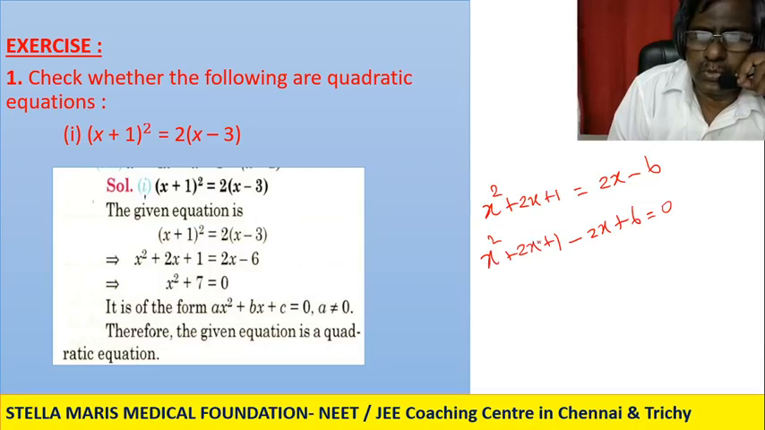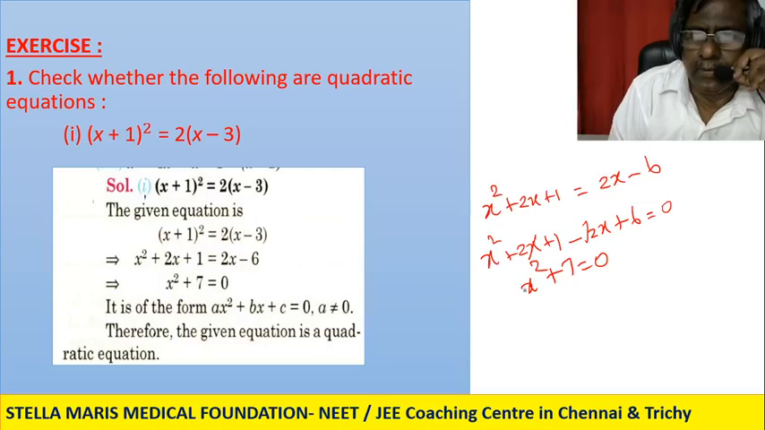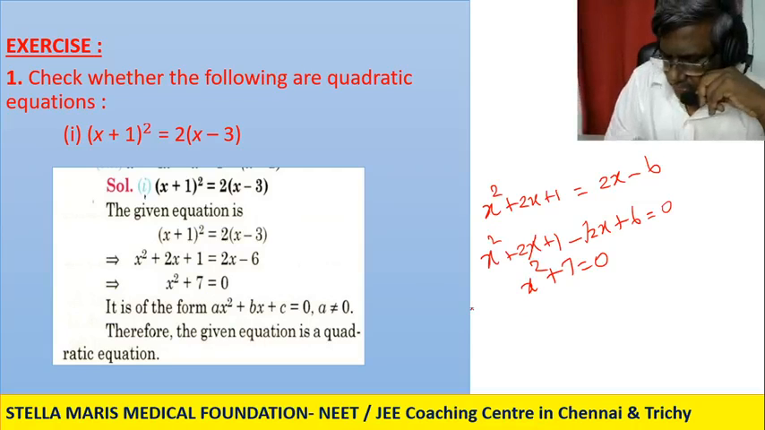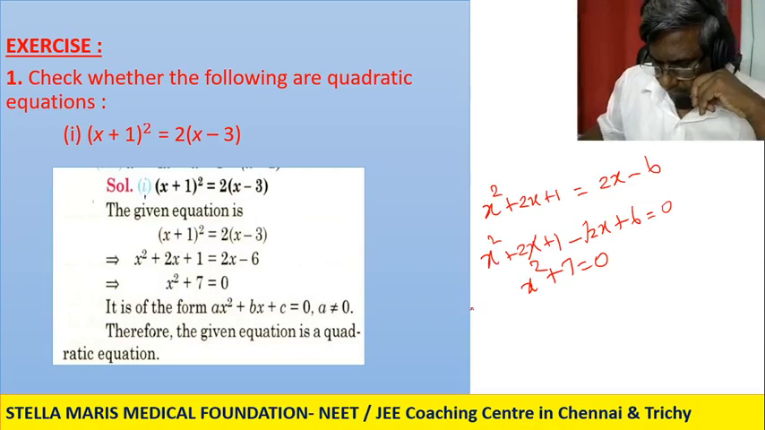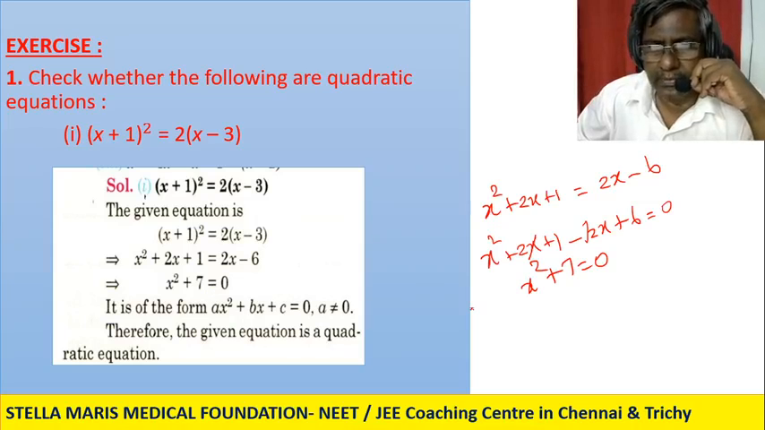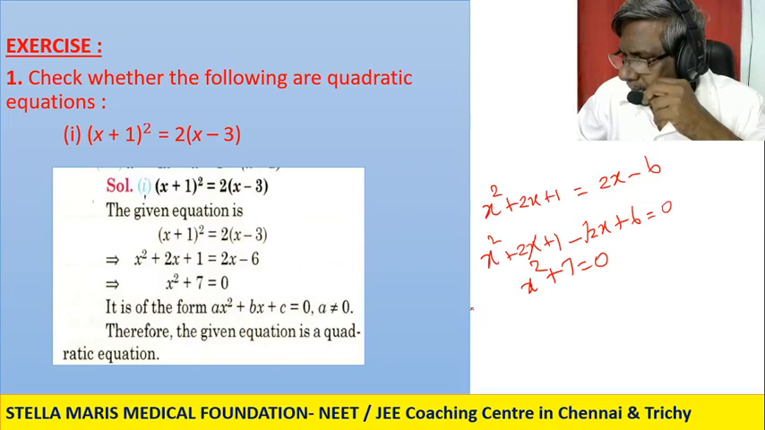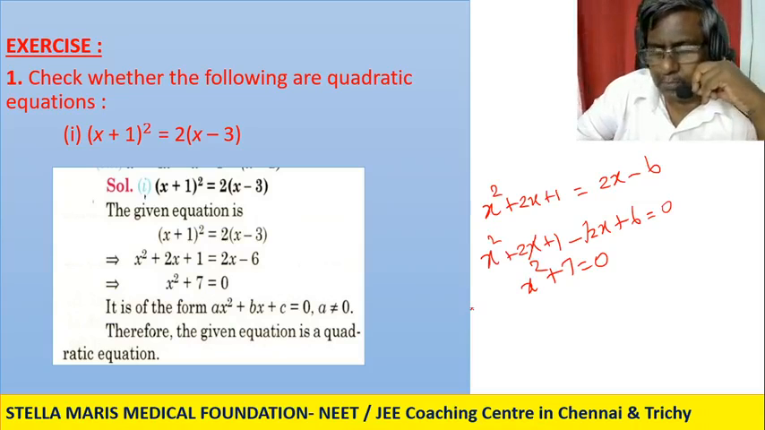See this. 2x and 2x will go off. Then plus 1 and plus 6 will be 7. That will be x square plus 7 is equal to 0. So this is of the form ax square plus bx plus c is equal to 0, and a is not equal to 0. Therefore the given equation is a quadratic equation. Okay, everybody is clear? Roshan, Maya, Sai are all okay. Good. Now we'll go to the next problem.